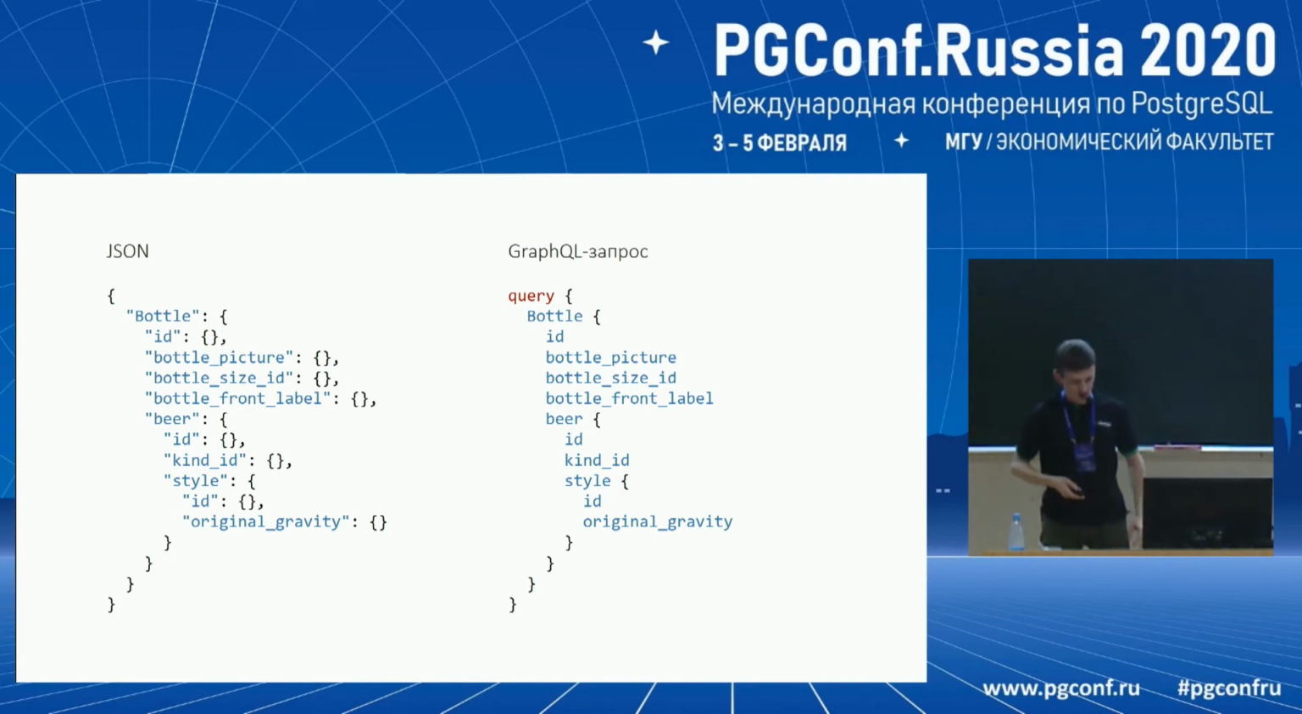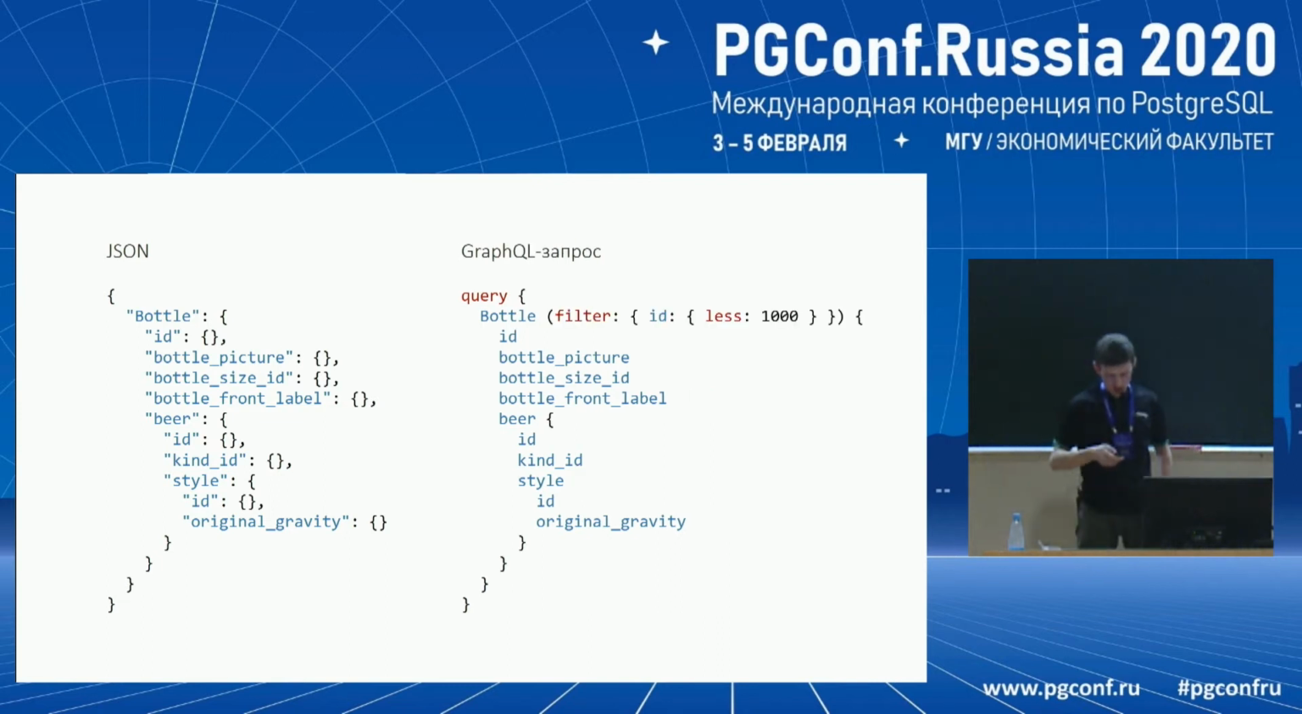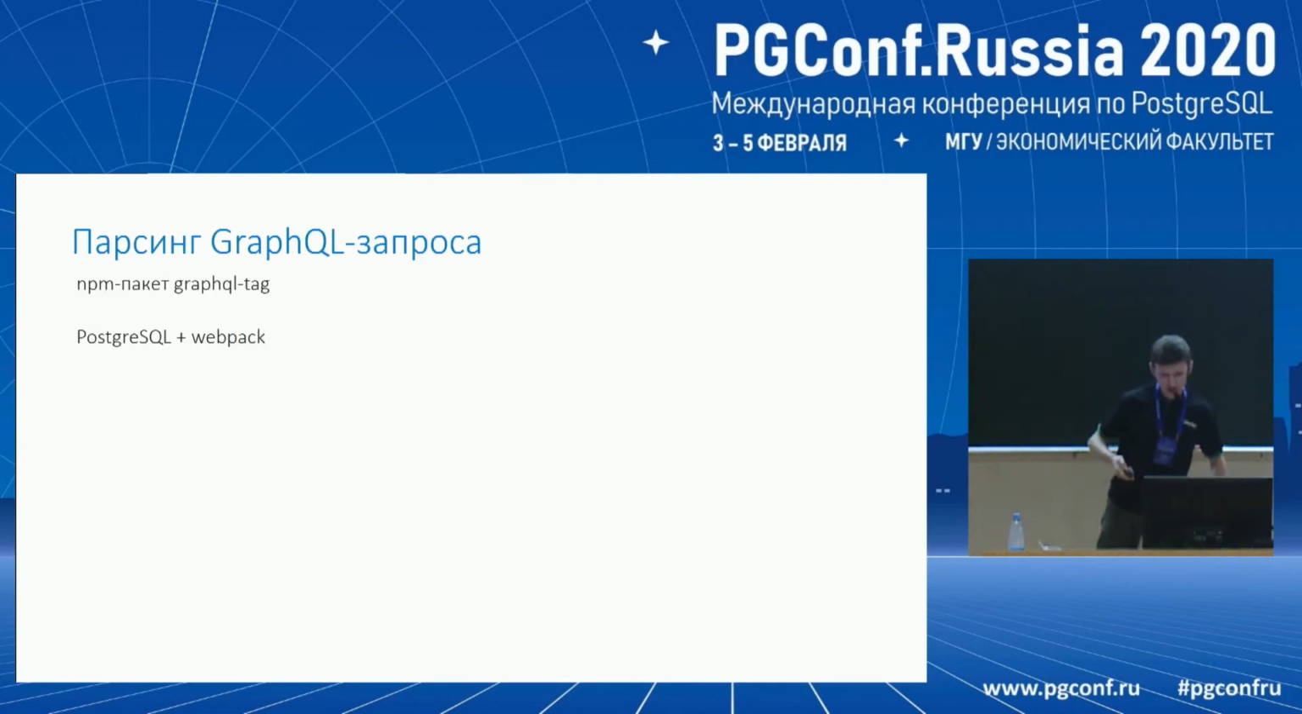So this is not taken as an object without commas, without values. GraphQL may have filters, and they get brackets and round brackets, and it doesn't look similar any longer. So you need a parser for the QL query.